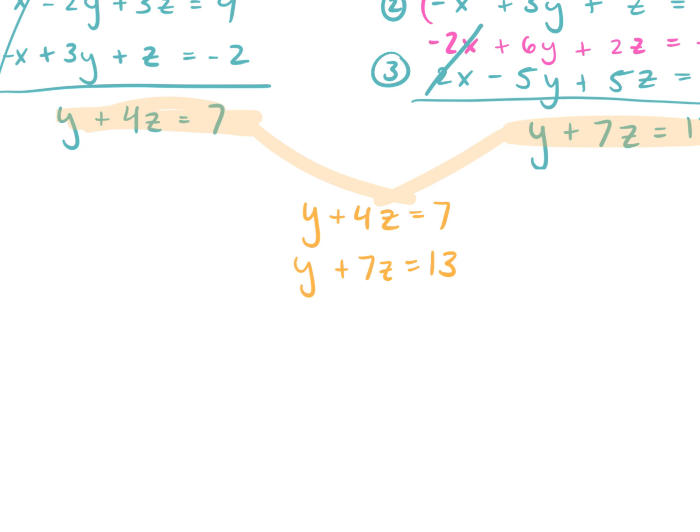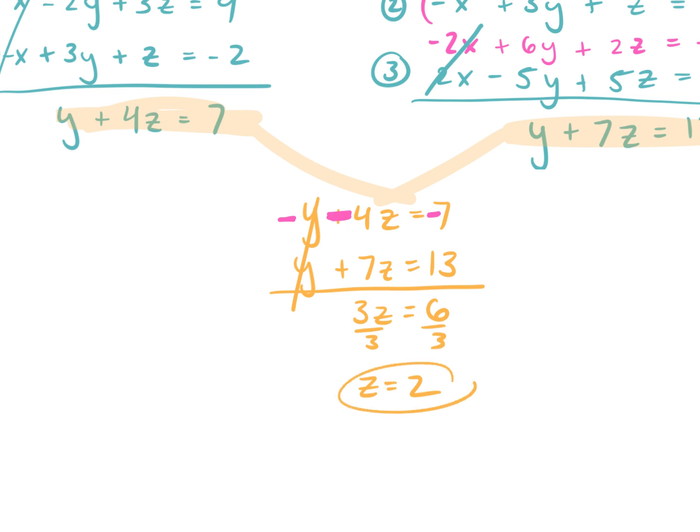So the first one. It doesn't matter. You could have picked either one. But make sure you multiply everything in that equation by negative 1. So we have negative y minus 4z is equal to negative 7 now. Now we can combine these 2 together. The y's cancel. What's negative 4z plus 7z? 3z. And then negative 7 plus 13? 6. Awesome. And then we can divide by 3. So z equals 2.